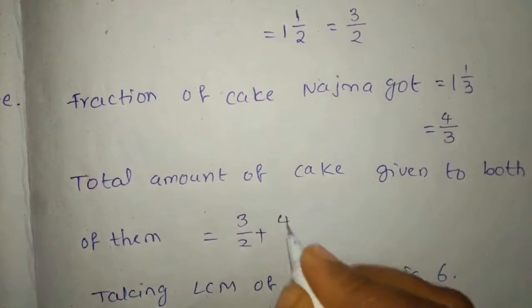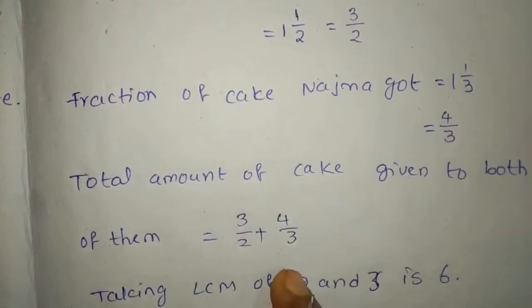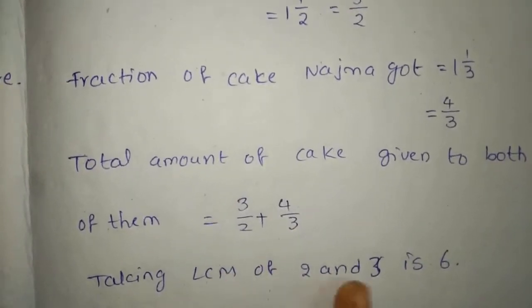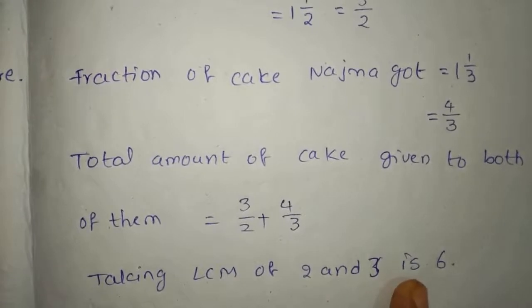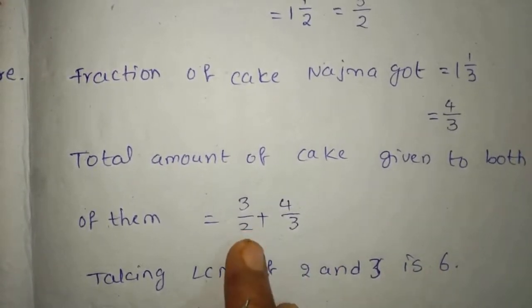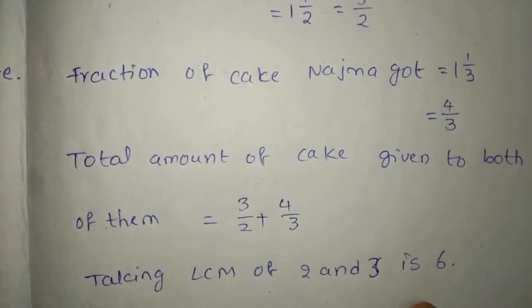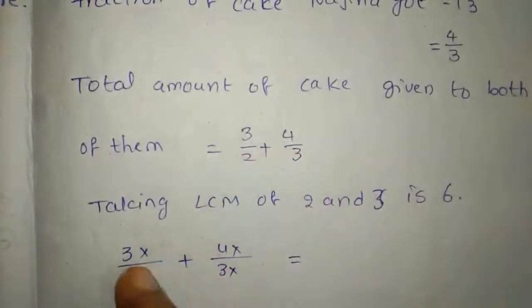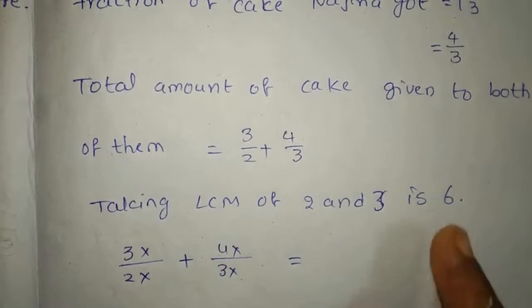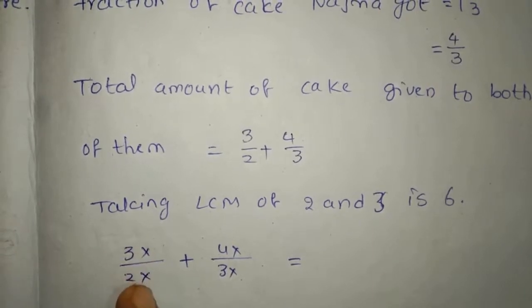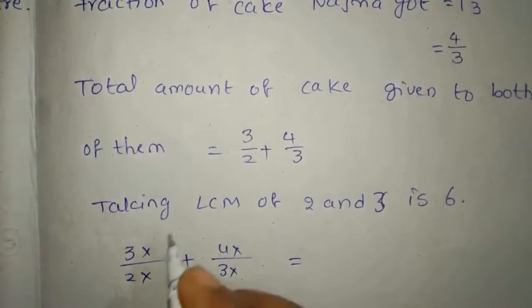Here the denominators are not equal, so we find the LCM of 2 and 3. Taking the LCM of 2 and 3 is directly 6 because they are prime numbers. 2 3s are 6. Now the first fraction is 3 by 2. Here 2 how many times makes 6? That is 3 times. 2 3s are 6. So we multiply both numerator and denominator by 3.